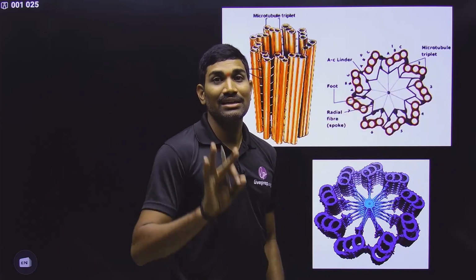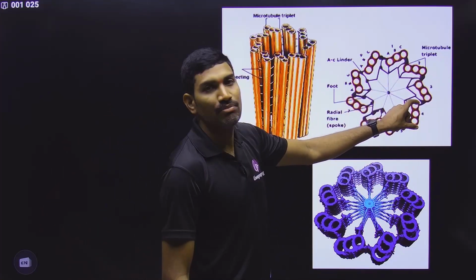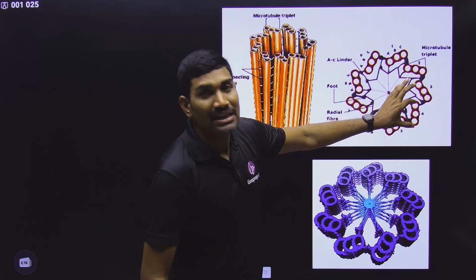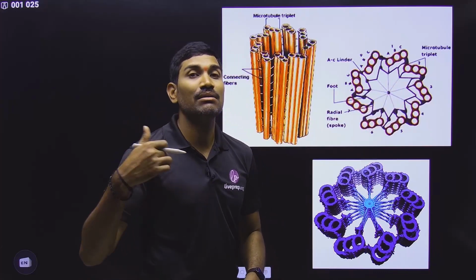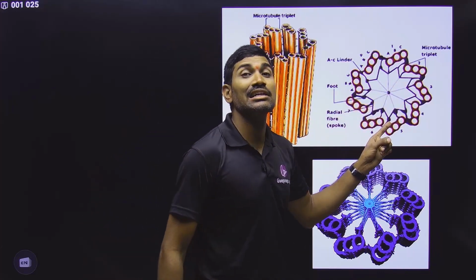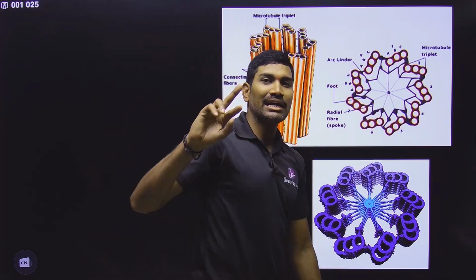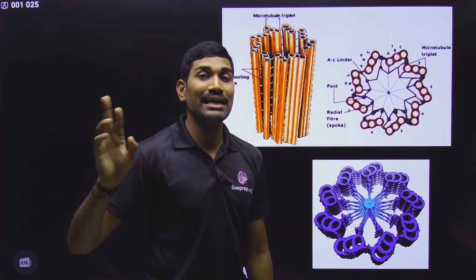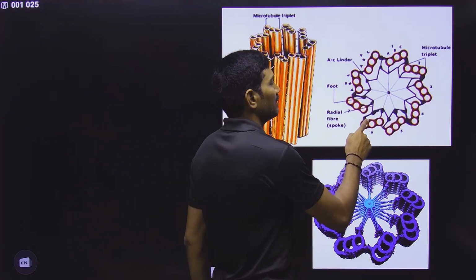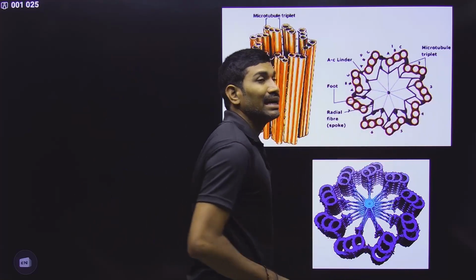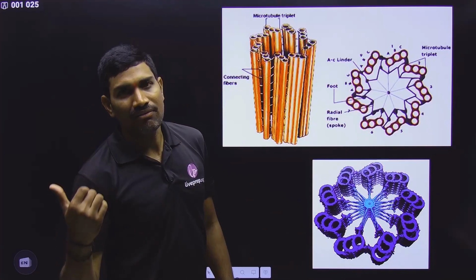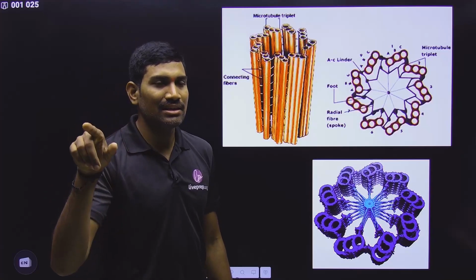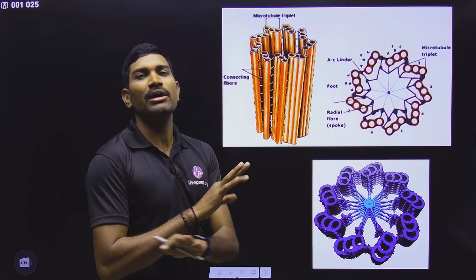But here how many are there? 3 microtubules are present in each fibril. Each fibril has 3 microtubules. That's why in cilia and flagella 9 doublets are there, but here 9 triplets are there. And there the 9 doublets are connected by linkers or inter-doublet bridges. Here triplets are connected by linkers or inter-triplet bridges. This is the difference. In cilia and flagella at the center 2 singlets are there, but here at the center there are no microtubules.